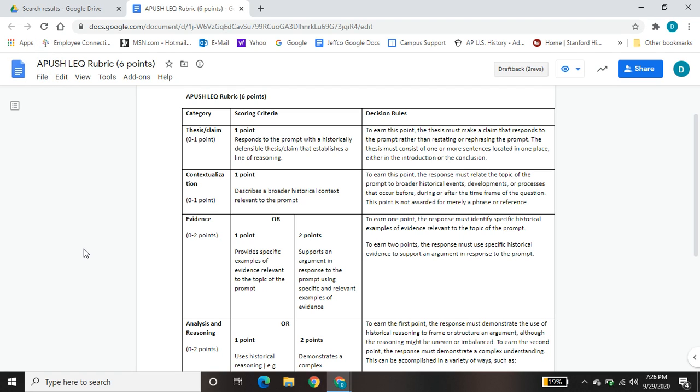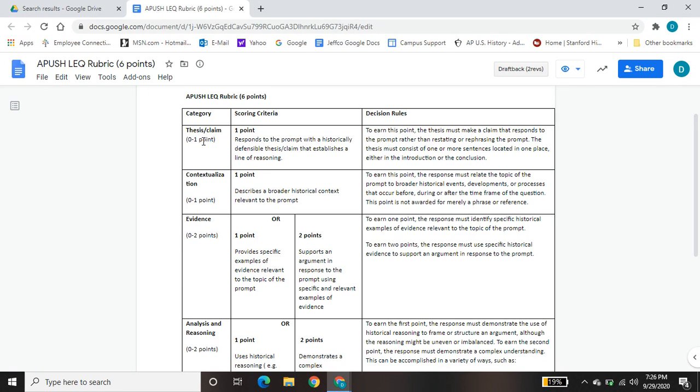Alrighty, AP pushers. So here's just a basic tutorial on the APUSH LEQ rubric. It's the exact same rubric that you used in AP World when you wrote LEQs. So the essay is worth 6 points, as you can see up here. Your thesis is worth 1 point. Your thesis, again, we've talked about the thesis.